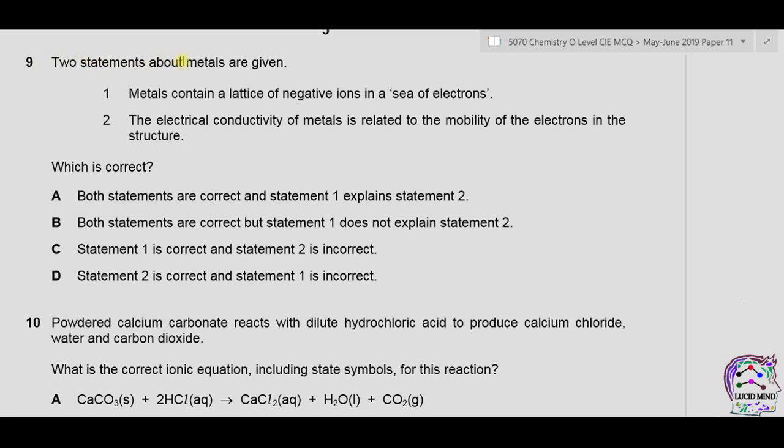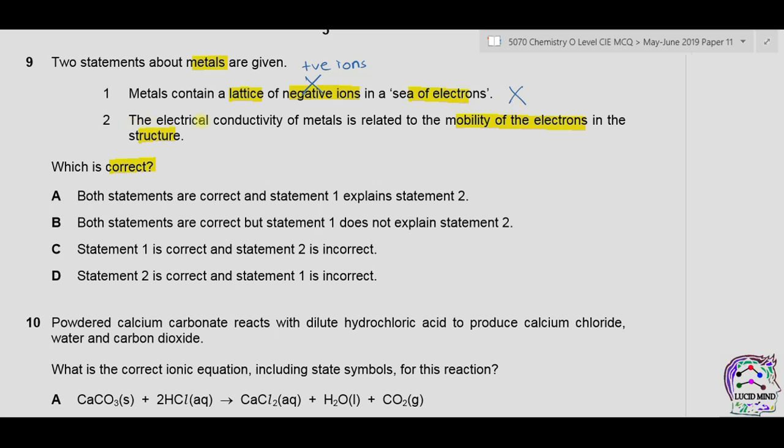Question number 9. 2 statements about metals are given. One is that metals contain a lattice of negative ions in a sea of electrons. Second is the electrical conductivity of metals is relative to the mobility of the electrons in the structure, which is correct. Now in first statement they have given that metals contain a lattice of negative ions in a sea of electrons. This is incorrect because metals contain a lattice of positive ions in a sea of electrons. This is because metals always lose electron to form positive ions. Statement 1 is therefore incorrect.